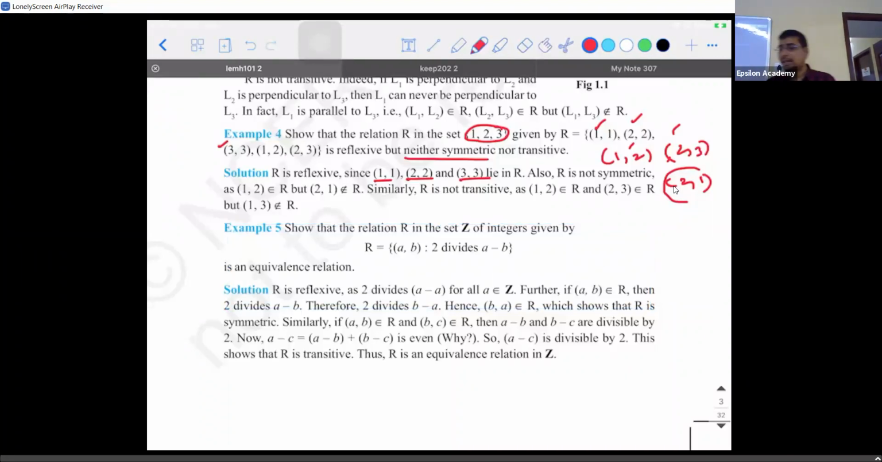R is reflexive as 2 divides A minus A. They have taken random elements, A comma A, such that A and B are the same. A minus A is how much? 0, which is divisible by 2 for all values of A that belong to R. Further, if A comma B belongs to R, then 2 divides A minus B. Then if B comma A also belongs to R, B minus A is also divisible by 2. Therefore, 2 divides B minus A also. You know the answer because you have taken an example.